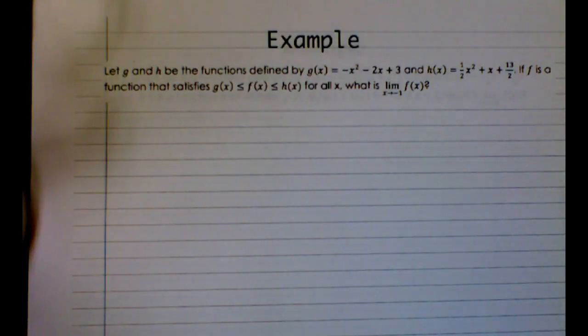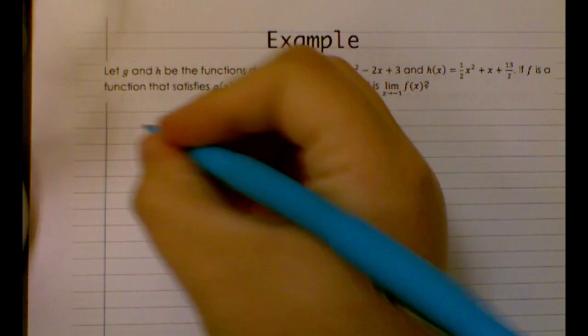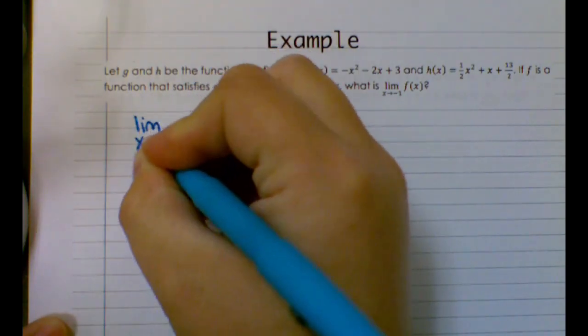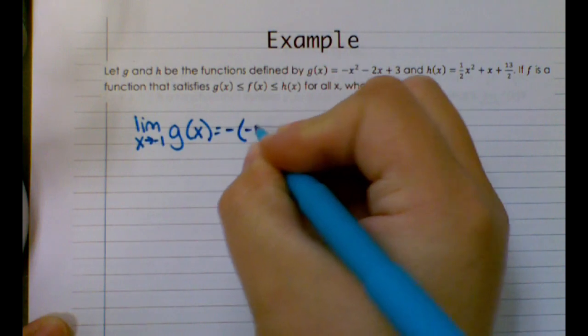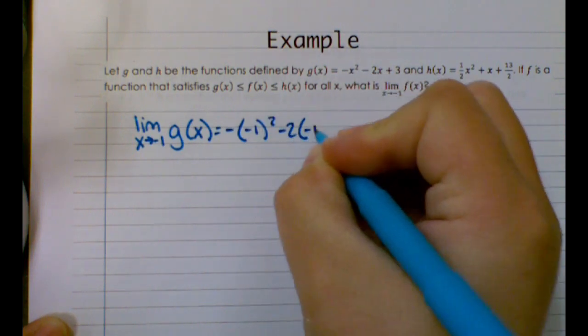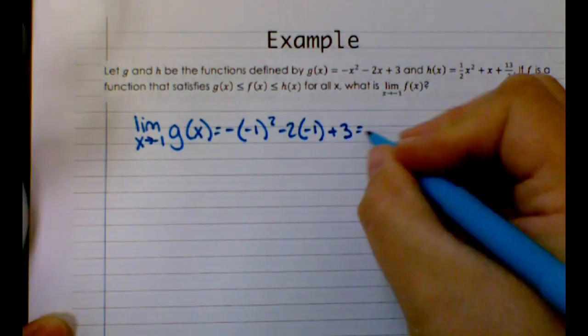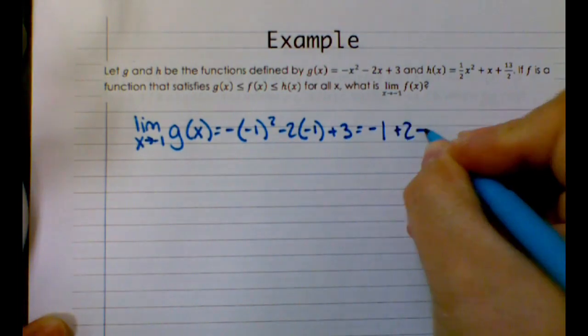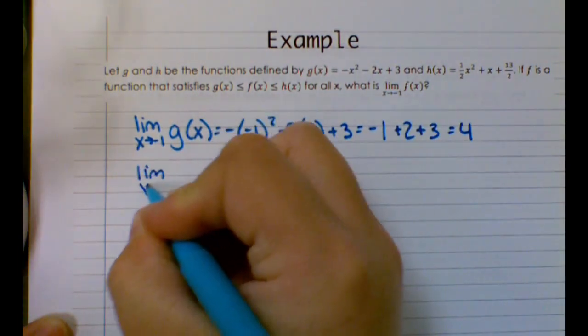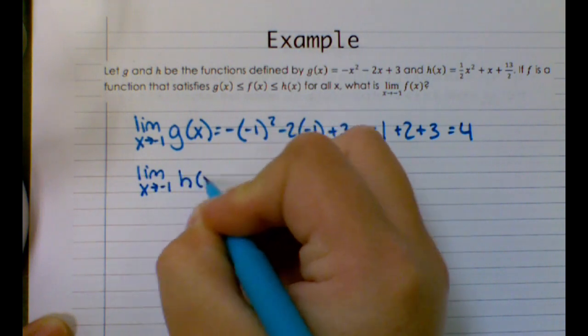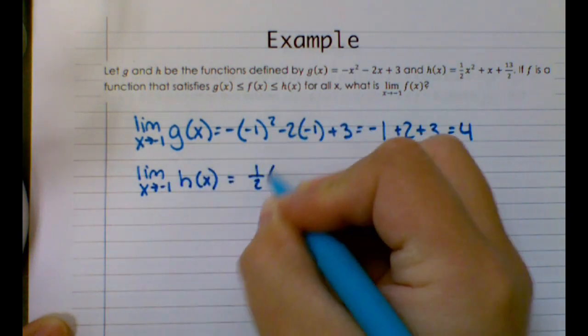All right, g and h are functions defined here. F is a function that is in between those. What is the limit as x approaches negative 1 of f of x? So we want the limit as x approaches negative 1 of g of x. And we'll use direct substitution there. So I get negative 1 plus 2 plus 3, which is 4. Then I need the limit as x approaches negative 1 of h of x. And again, we can use direct substitution.